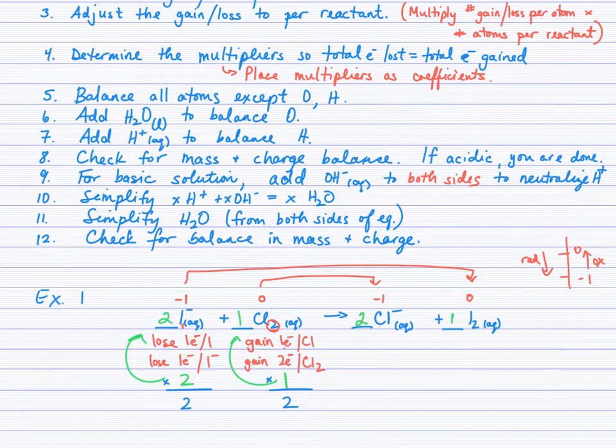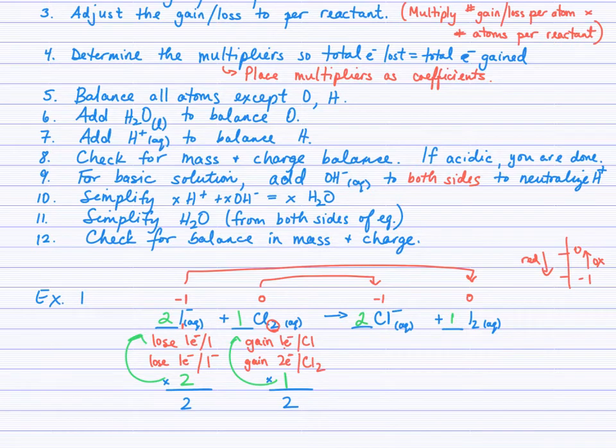Okay, following the rest of the steps, number 6, we add water to balance oxygen. Well, in fact, there is no oxygen in this question, and so oxygen's already balanced. It's not even present. Moving on to step 7, we add H positive to balance the hydrogens. Well, again, there are no hydrogens, and so there's nothing to do. So we reach step 8 and check for mass and charge balance.